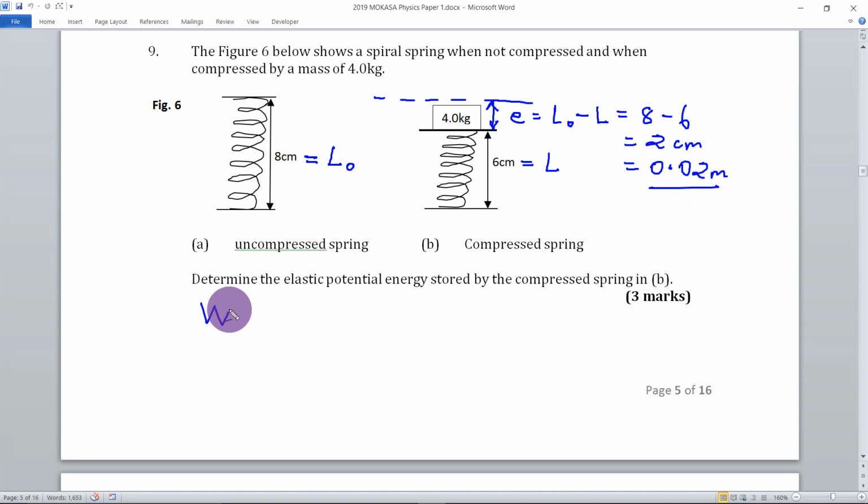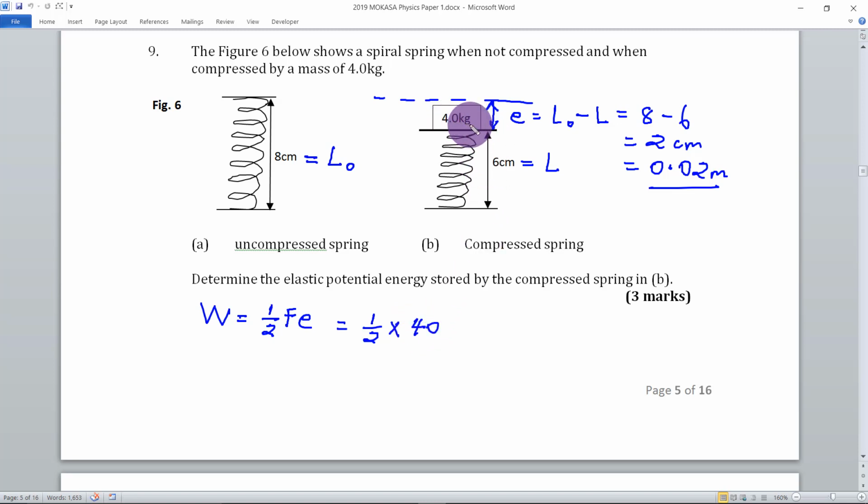Now, the work done on the spring in compressing it is equal to a half times the force applied times the value of the compression. So this work done is equal to the elastic potential energy which is stored in the spring. Remember, when work is done on an object, that object gains energy. In this case, the type of energy gained is elastic potential energy. It's very important to realize that. So the amount of force which is applied to this spring is equal to the weight of the 4 kilogram mass, and that will be 40 newtons.